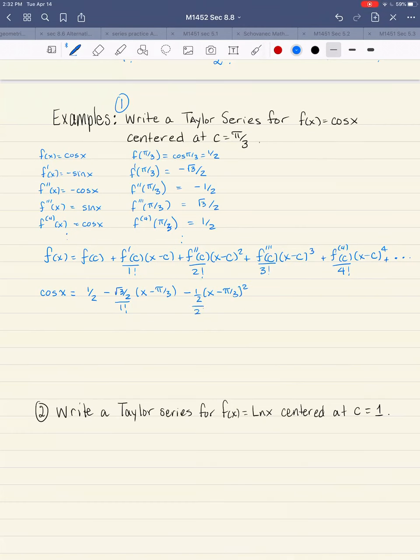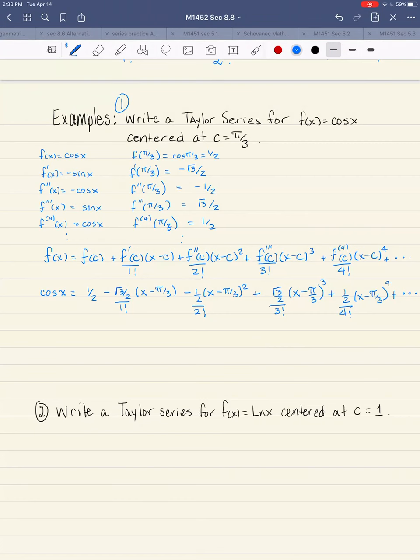Times (x minus pi over 3) squared over 2 factorial. Now the third derivative gave us the square root of 3 over 2, over 3 factorial, times (x minus pi over 3) cubed. Then our fourth is back to a half over 4 factorial times (x minus pi over 3) to the fourth, plus, and so on.